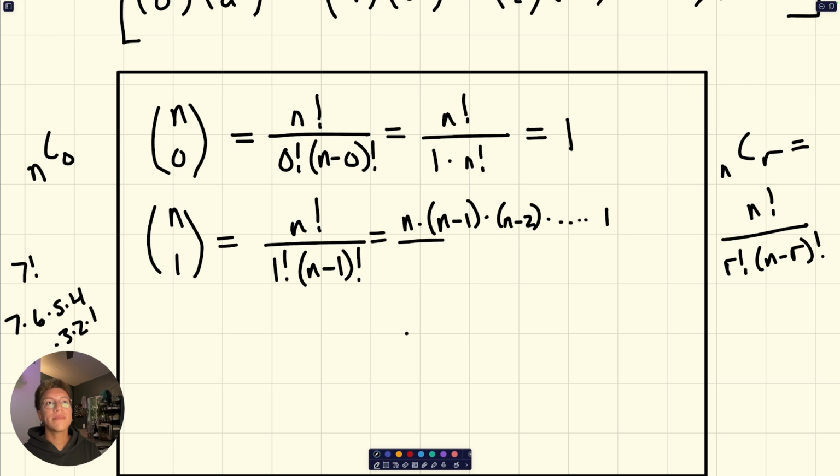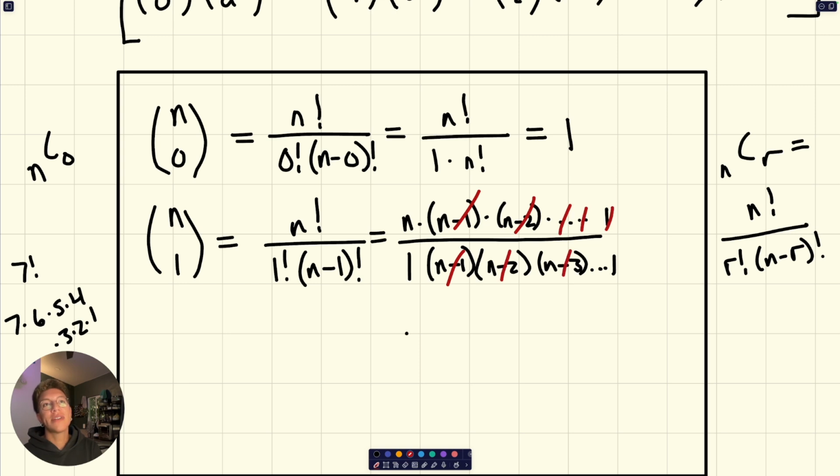On our bottom, we have 1 factorial, which is just 1, and then we have n minus 1 factorial, so that's n minus 1, and then a number that's 1 smaller than that is going to be n minus 2, and then again 1 smaller than that, and that continues all the way down to 1. And so we can simplify this whole expression by canceling all of the like terms. So our n minus 1, n minus 2 will cancel all the way down to 1 for those two. And that leaves us with a really simple result. This is just n.